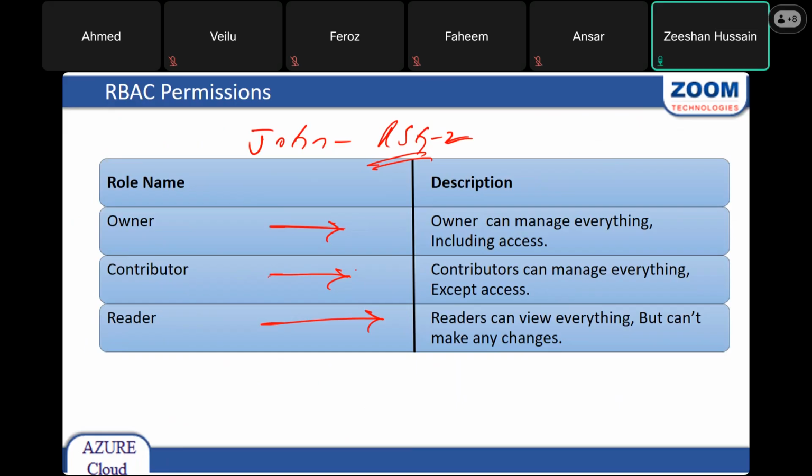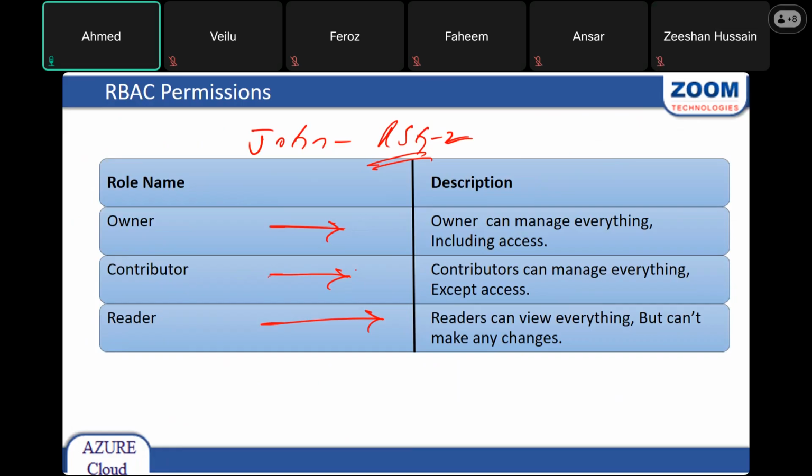Can I know more detail about the contributor, because it's mentioned that it can manage everything like modify, add, delete, or anything except access. What does the access mean? I mean, that is giving the rights to others. Like in owner, John is owner of resource group 2. So John can give the permission to other administrators to manage this resource group, to access this resource group permissions, or to access resource group services also.